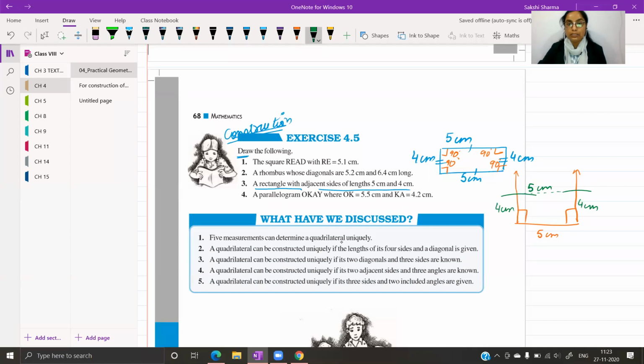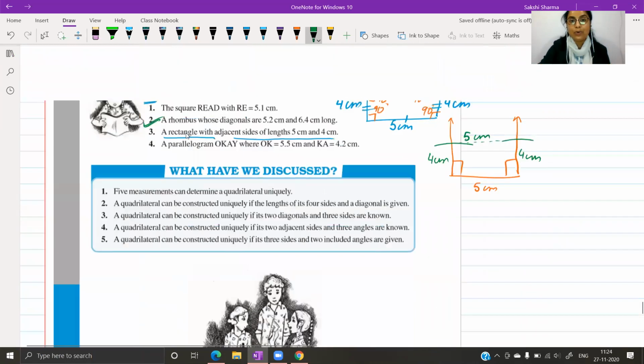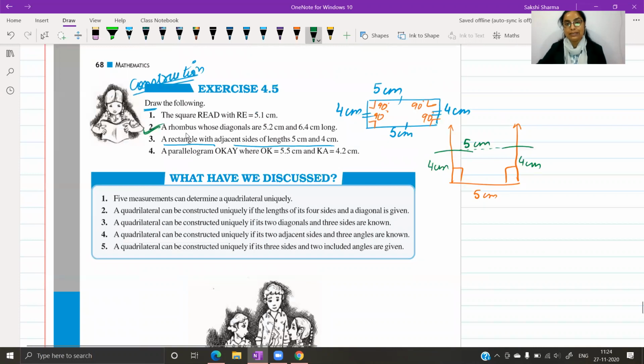I hope you can do this now. Do practice question number 2 based on the example that we did today. Now the last question here, a parallelogram OKAY in which OK is 5.5 centimeters and KA is 4.2 centimeters. These are the 2 adjacent sides actually, because they have one endpoint in common and they want you to construct this parallelogram. Now, is it possible to construct the parallelogram?